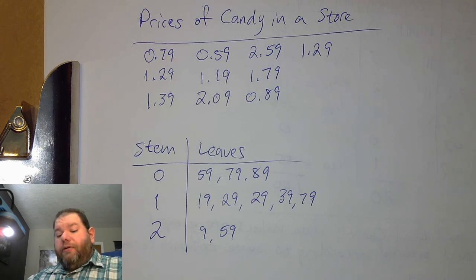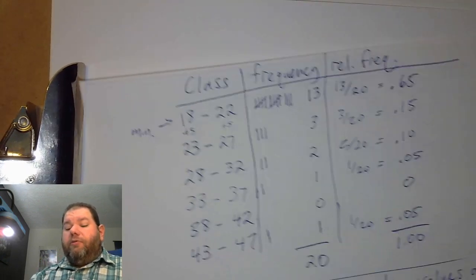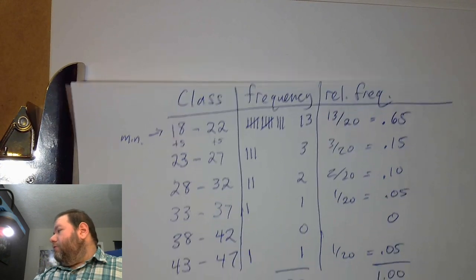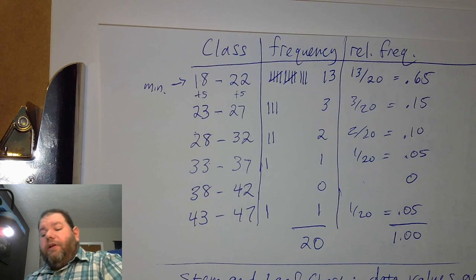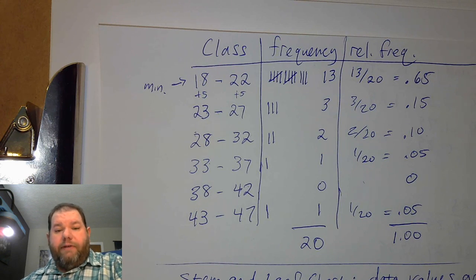All right. Now, let's go back to our age data. And we said, and I'll flip this back over, we ended up with this table, class frequency and relative frequency. So next thing I would like to do is make a histogram for our class data.